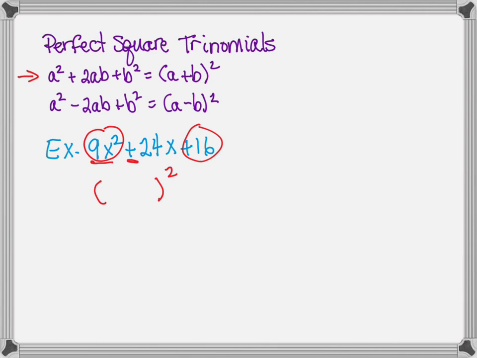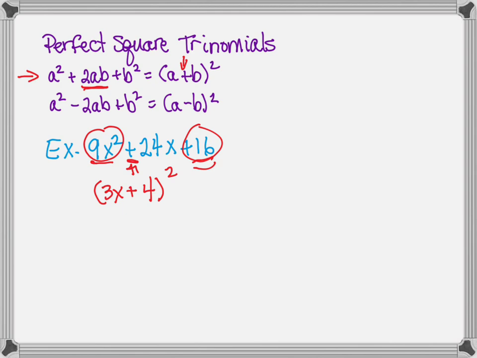If we look at 9x squared, the square root of that is 3x. The last term is 16. The square root of that is 4. Because we're looking at that first formula, which has a plus, we put a plus. So it potentially factors to 3x plus 4 in parentheses squared.